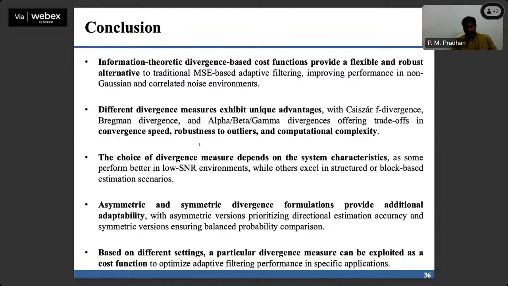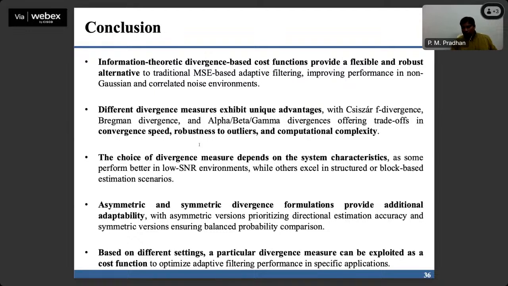Okay. And the information theoretic divergence based cost function can be chosen based on the application. So you have a diverse set of divergence measures, starting from Seeger's divergence to Bregman divergence to alpha, beta, gamma divergence. So you can choose any of these divergence cost functions. I had shown you the profile of all these divergence cost functions. So based on the requirement, you can choose a certain cost function. As I said, it depends on the system characteristics. Okay, so some of them would perform better in low signal to noise ratio environments. Some will perform much better in structured or block based estimation scenarios.